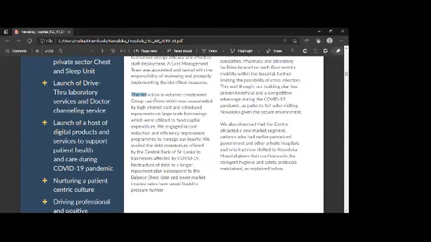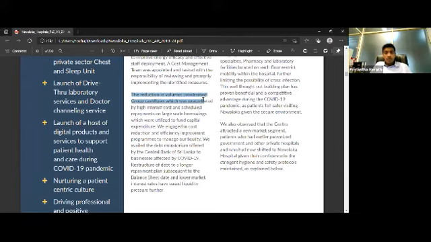The reduction in volumes constrained group cash flows, which was exacerbated by high interest costs and scheduled repayments on large-scale borrowings, which were utilized to fund capital expenditure. All right. So they use bank borrowings to finance their capital expenditure, and we engage in cost reduction and efficiency improvement programs to manage our liquidity.